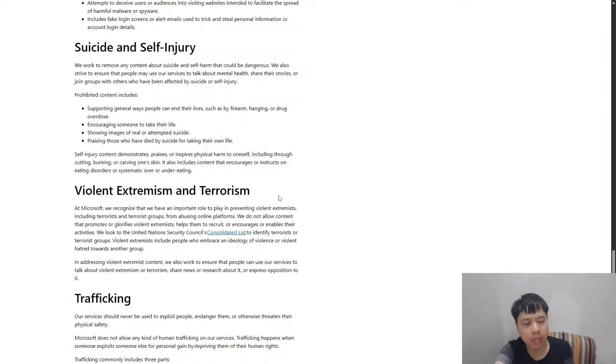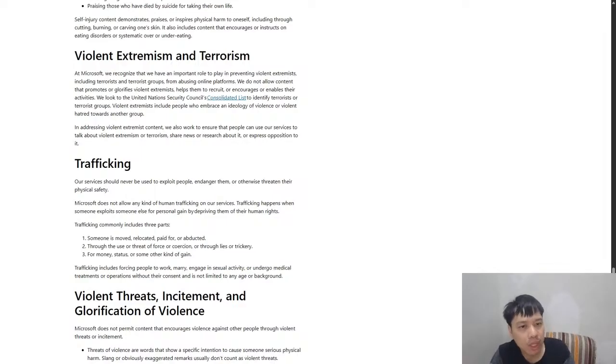And then violent extremism and terrorism. At Microsoft, we recognize that we have an important role to play in preventing violent extremists, including terrorists and terrorist groups, from abusing online platforms. We do not allow content that promotes or glorifies violent extremists, helps them to recruit, or encourages or enables their activities. We look to the United Nations Security Council's consolidated list to identify terrorists or terrorist groups. Violent extremists include people who embrace an ideology of violence or violent hatred towards another group. In addressing violent extremist content, we also work to ensure that people can use our services to talk about violent extremism or terrorism, share news or research about it, or express opposition to it. So, this is an exception.